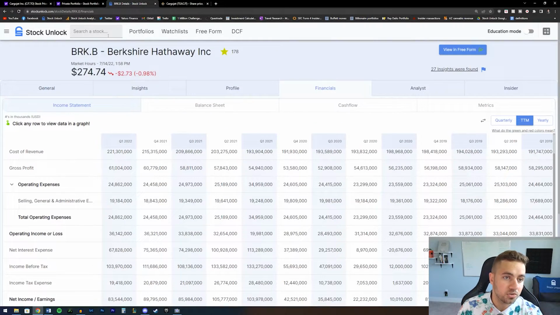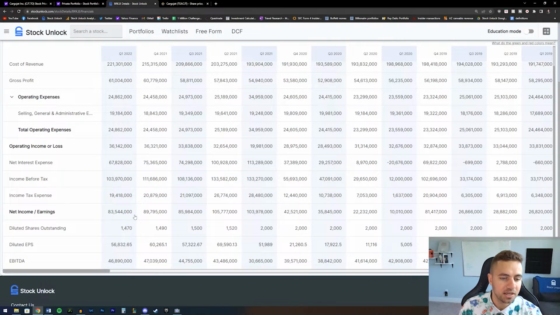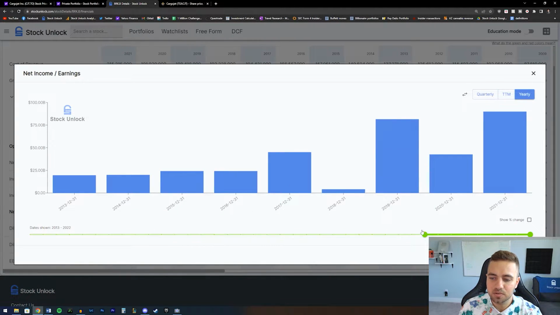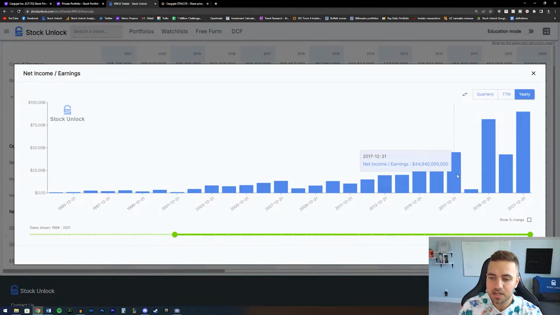If we head over to Stock Unlock and we head over to Berkshire Hathaway's income statement, take a look at this. If we go to the yearly net income, we can see this right here. In 2018, the company reported $4 billion in net income, and then the next year it was $81.4 billion. Take a look at the volatility of this net income and these earnings. And this is largely just led by whatever the stock market is doing. So again, in my opinion, this doesn't really accurately reflect the company's true profitability anymore.